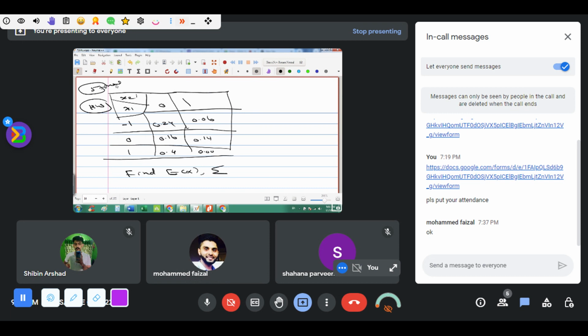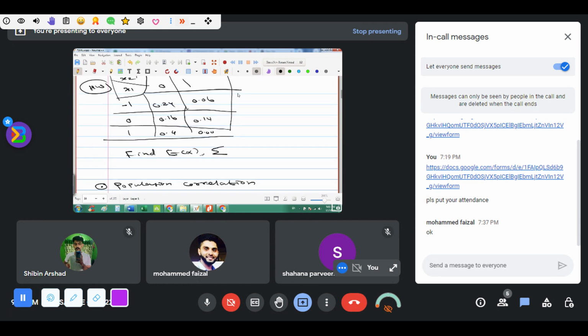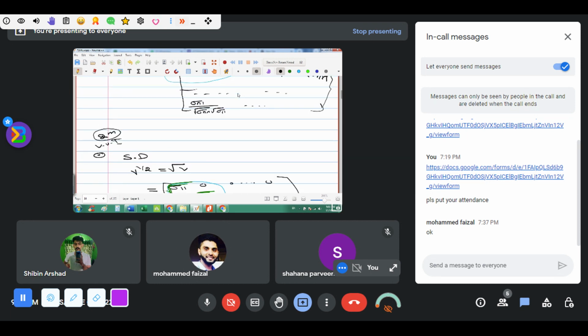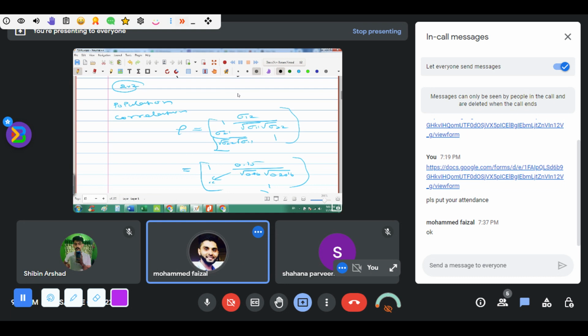16 mark, 13 mark, 12 mark, 8 mark. Please complete this homework. Also, this is a 2 mark question.